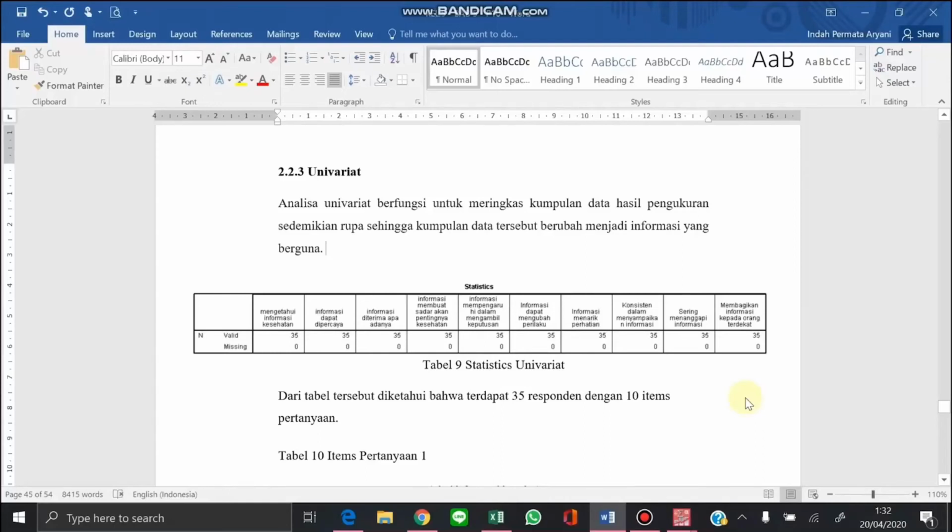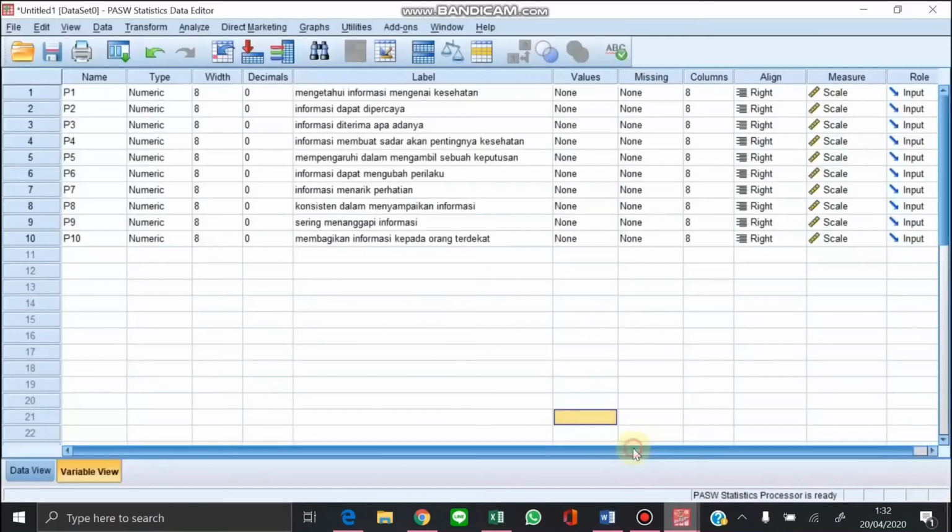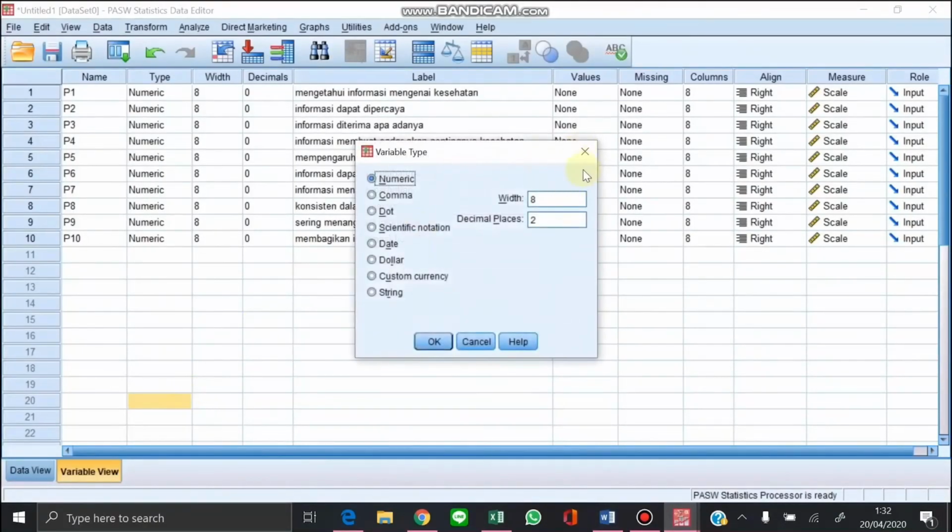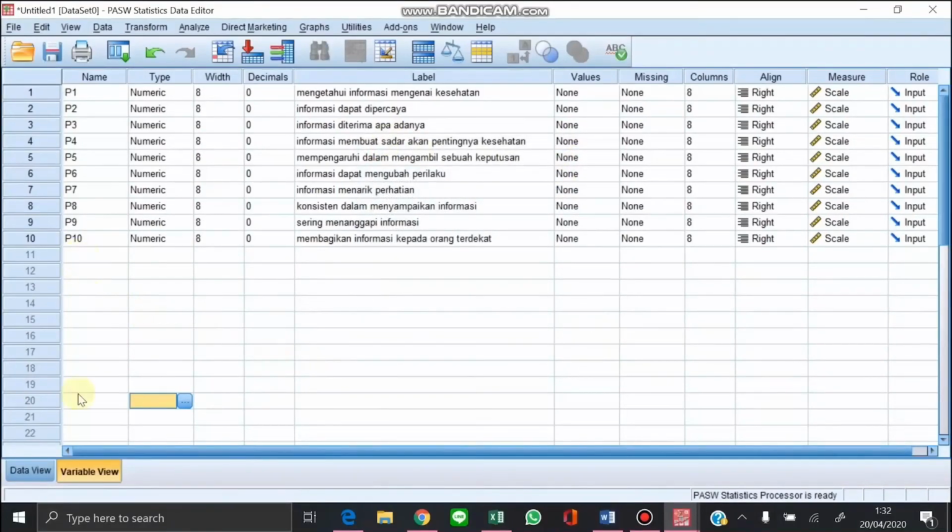Univariate. This analysis is used to summarize a set of measurement result data in such a way that the set of data turns into useful information. To do this analysis, we use the SPSS application. The data is still the same as we have used to examine the validity and reliability.